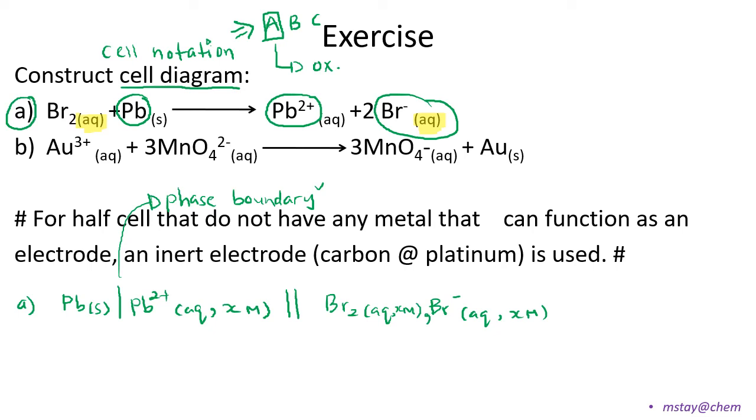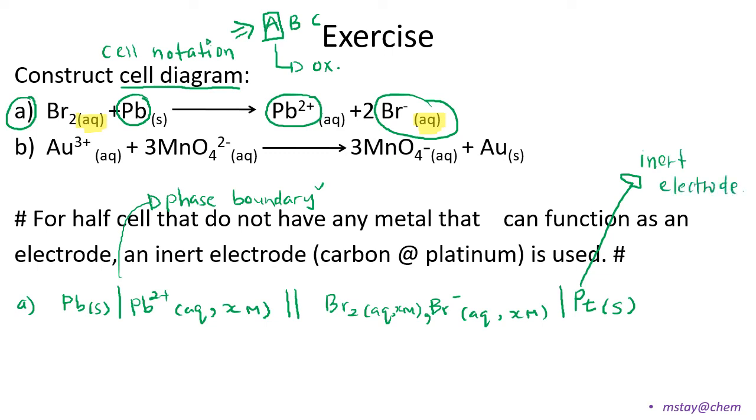And then again, when you imagine back the cell diagram, the galvanic cell, both the cathode and the anode must be an electrode. So in this case, we are going to continue with the phase boundary, and then connect it to platinum, which is in solid form, and this represents an inert electrode.